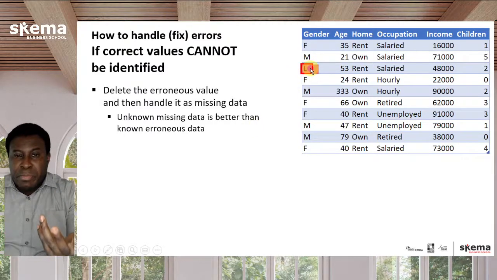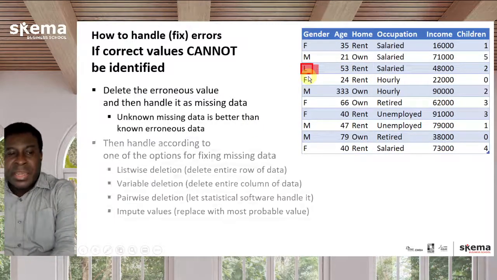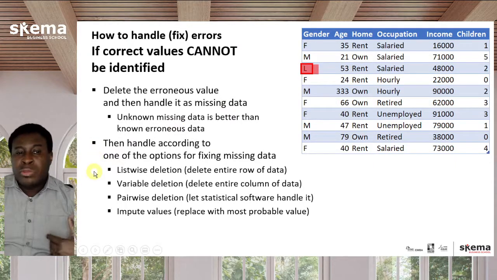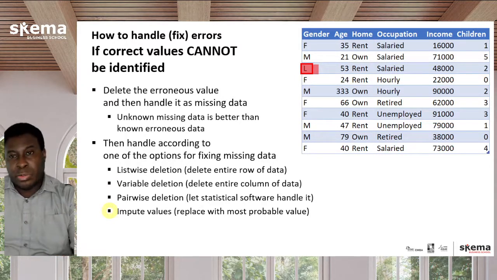Once you have a missing value introduced into your dataset, then you can handle it through the various options for handling missing data. There's another video on identifying and handling missing data. Based on the nature of the missingness, there are various options: listwise deletion, deleting the entire row of data; variable deletion, deleting an entire column of data; pairwise deletion, where the statistical software handles it; or imputing the values, trying to guess the most probable value. And so these are the different ways that you might deal with errors in your dataset.